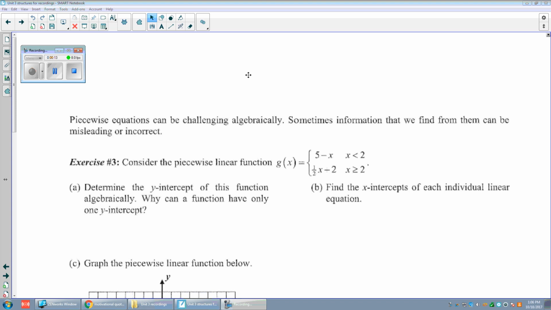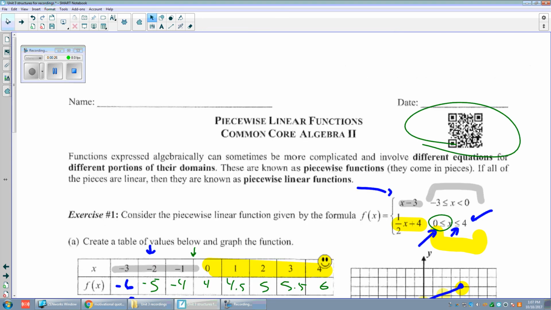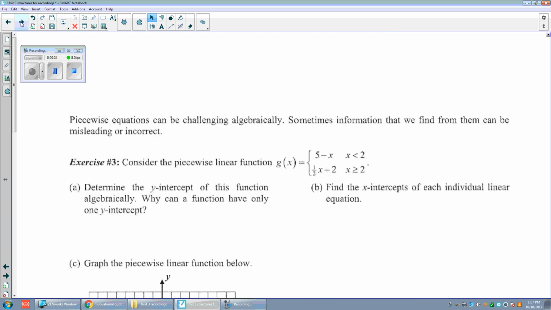Start where we are. We're on the second part of Unit 3, Lesson 6, which is page 22. If you don't understand what I'm talking about, you can just scan that QR code and listen to the genius who wrote these exercises. Make sure you've already listened to part 1, which you see before you. Right now we're on part 2.